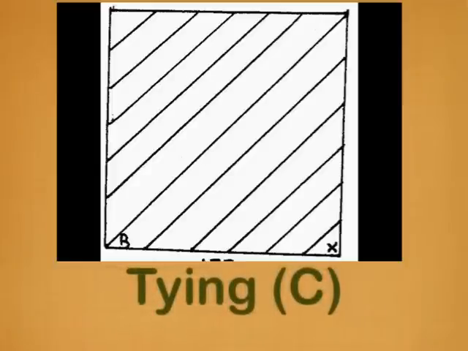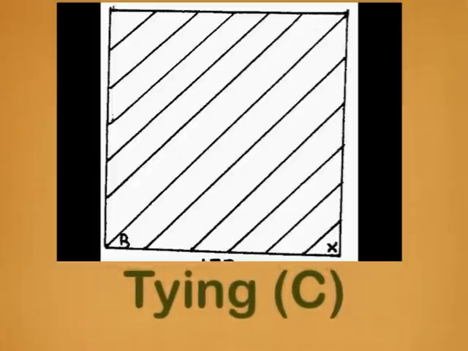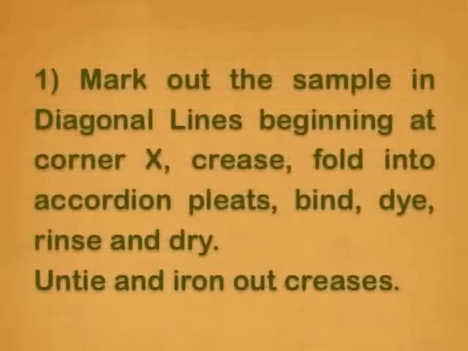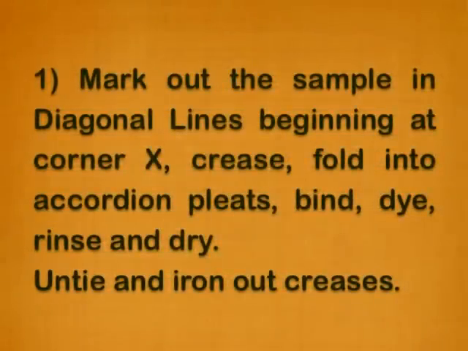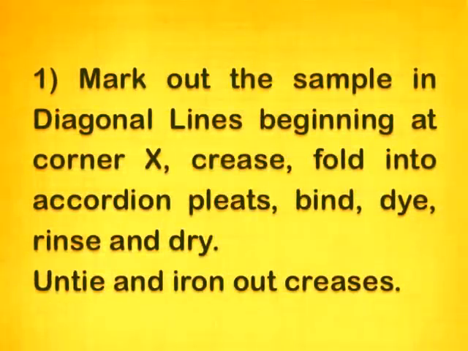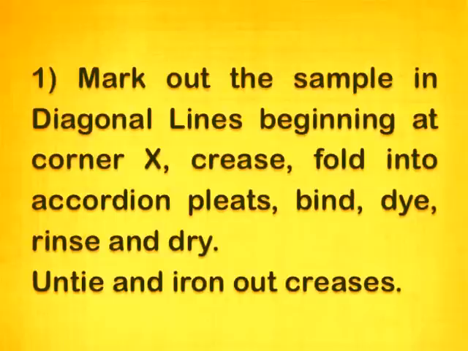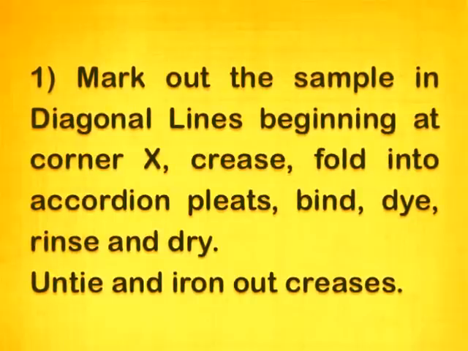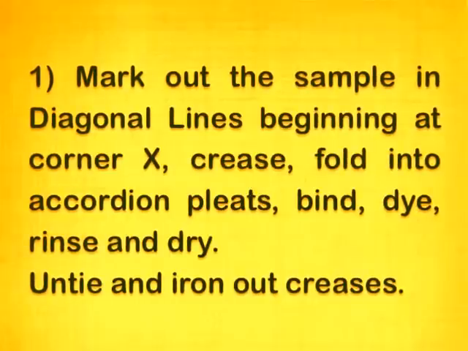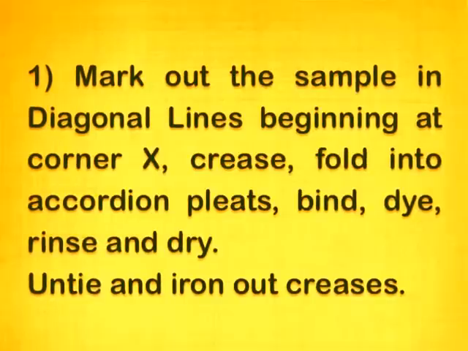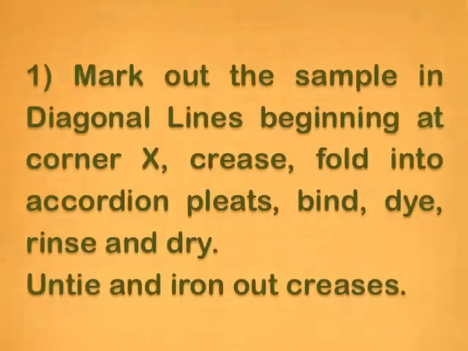Tying. This is your fourth style, and this is going to give you the trellis effect. This is a sequence and is carried out in two definite stages. First, mark out the sample in diagonal lines, beginning at the corner X. Crease, fold into perfect pleats, bind, dye, rinse and dry as described earlier, untie and iron out the creases.